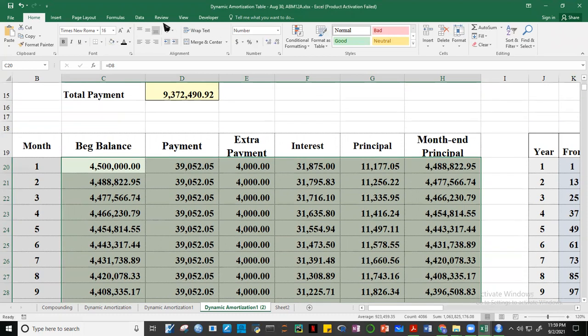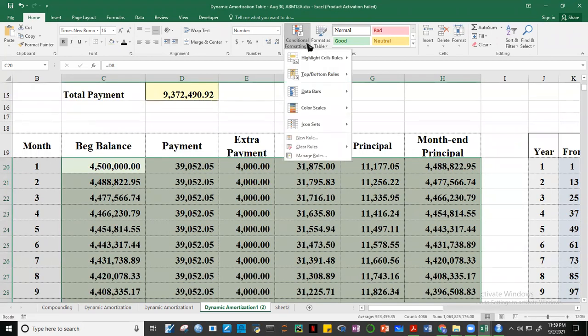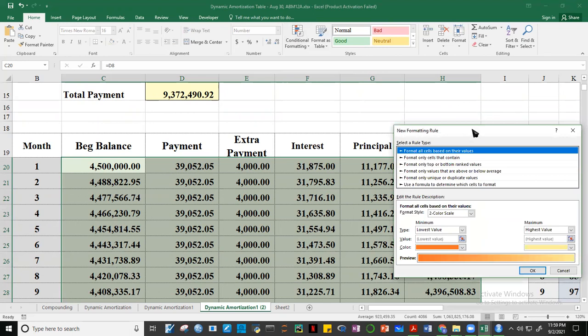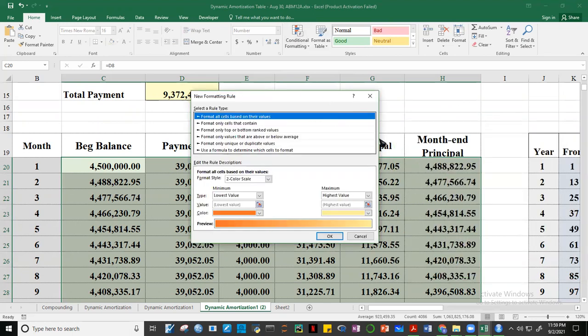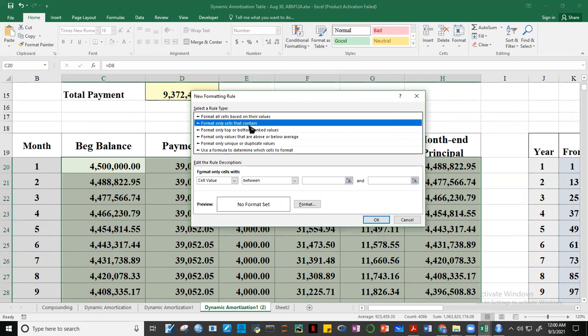Okay, so you go to Home, and then we have here conditional formatting. Okay, ito yung conditional formatting. Then we click new rule. Tapos, ang pipiliin natin, so ito: format all cells based on their values, format only cells that contain, format only top or bottom rank values. We're going to choose here, format only cells that contain.